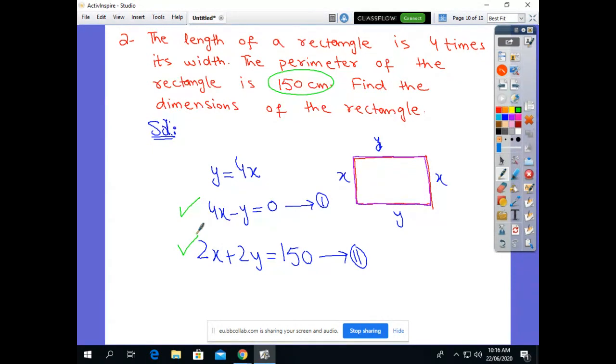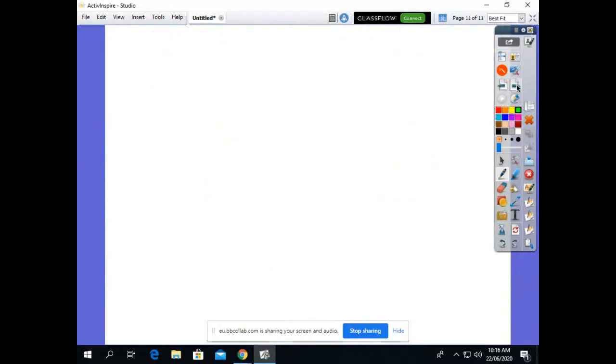Now we solve it with the help of either Cramer's rule or the inversion method. Cramer's rule is easy, therefore we solve it with the help of Cramer's rule. Now we convert it into matrix form, which is [4, negative 1; 2, 2] times [x, y] is equal to [0, 150].